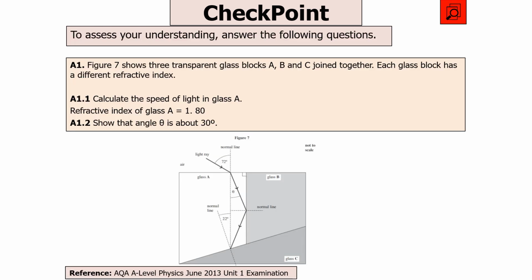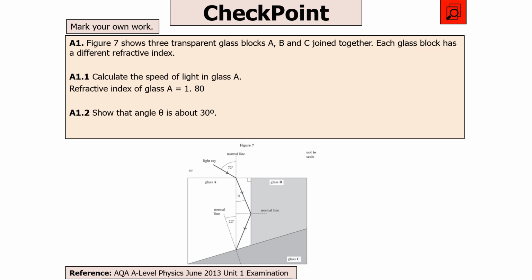Now, the next question says, figure 7 shows 3 transparent glass blocks, A, B and C joined together. Each glass block has a different refractive index. Calculate the speed of light in glass A, where the refractive index of glass A is 1.80, and then show that the angle theta is about 30 degrees. So pause the video now, then unpause the video when you want to go through the answer.